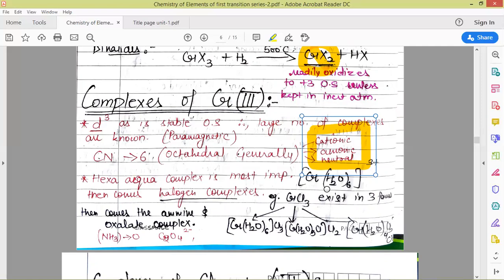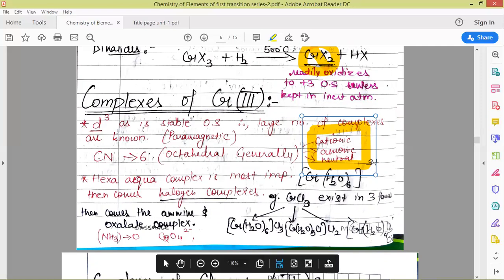Next we have the halogen complexes. Chromium chloride exists in the form of a hexaaqua complex. Here it exists in 3 crystalline forms which differ from each other in the number of ionizable chlorines. In the first complex, all the chlorines are outside the coordination sphere, so all 3 chlorines are ionizable. In the second complex, it is pentaaqua and one chlorine is present inside the sphere, so two ionizable chlorines are there, and in the third complex, only one ionizable chlorine is there.